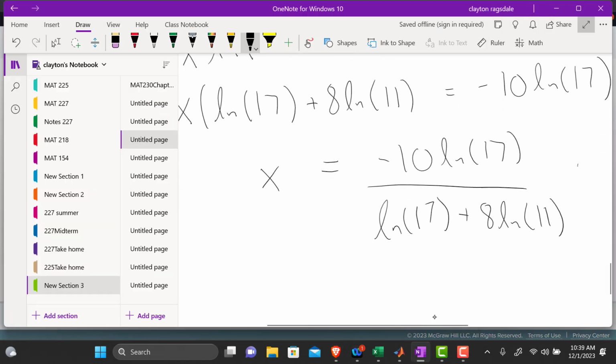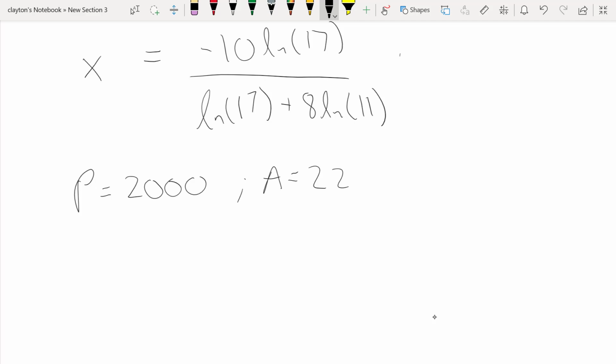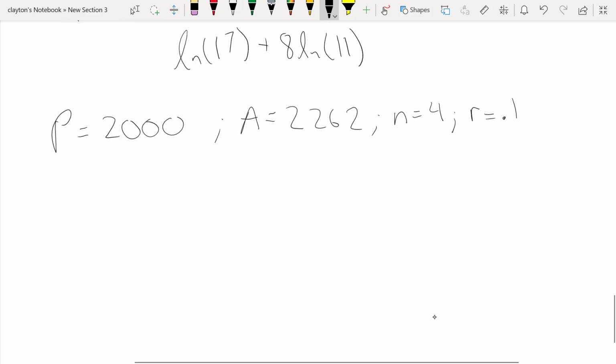Let's just write down all of our information. Principal was 2,000. Final amount was 2262. I know we were compounded quarterly, so n is equal to 4. I believe our interest rate was 10% or 0.1, and our t now is the question mark, right?